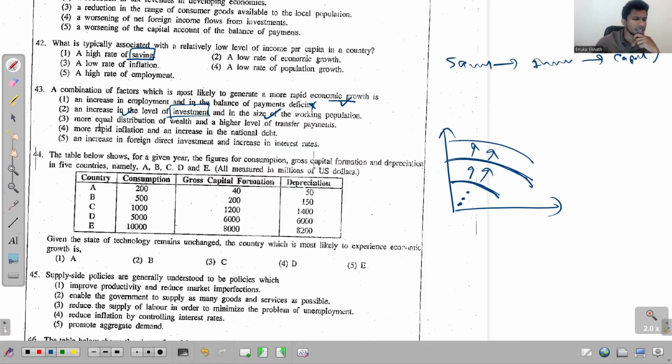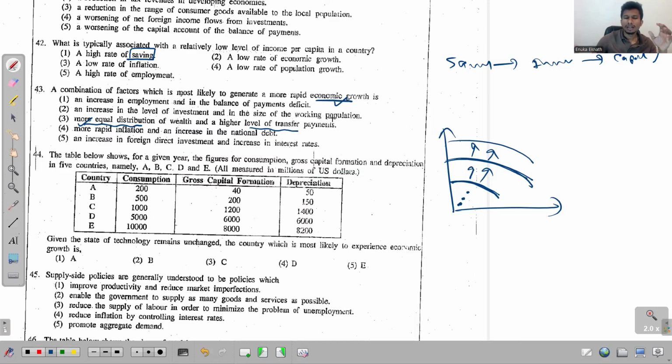But we will go through the other points as well. More equal distribution of wealth and a greater level of transfer payments. This is a different matter. There's no such connection between equal distribution of wealth and economic growth. Economic growth can happen with or without it. And on the other side, a higher level of transfer payments is a burden to the economy. So that will increase government expenditure.